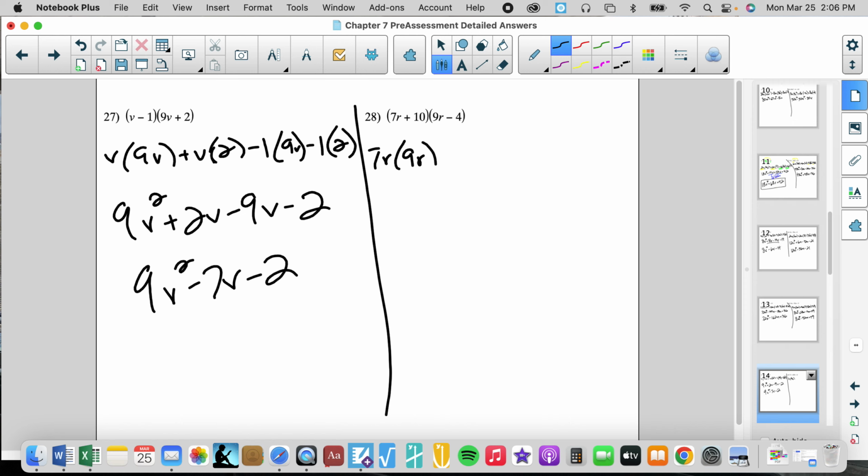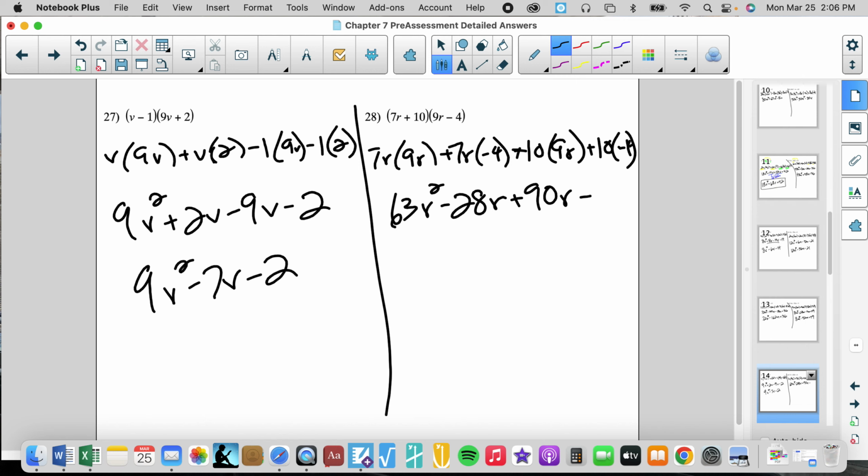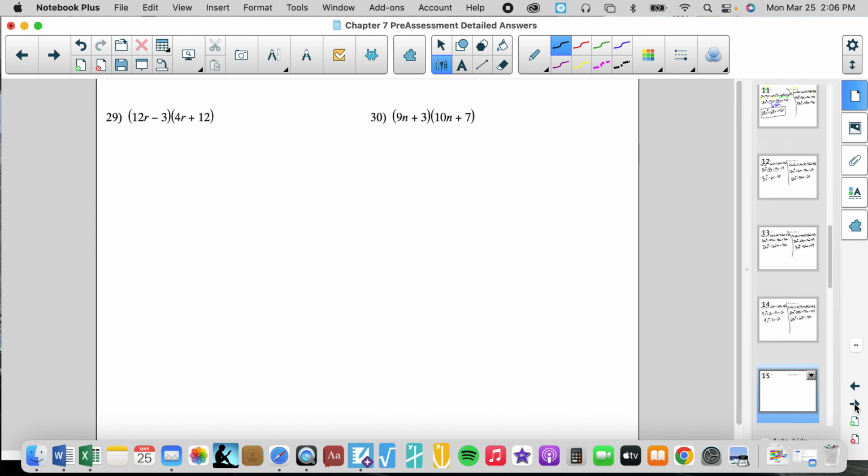7r times 9r plus 7r times negative 4 plus 10 times 9r plus 10 times negative 4. 63r squared minus 28r plus 90r minus 40. 63r squared plus 62r minus 40. That's good. That is correct. Woo, these are going to get big.